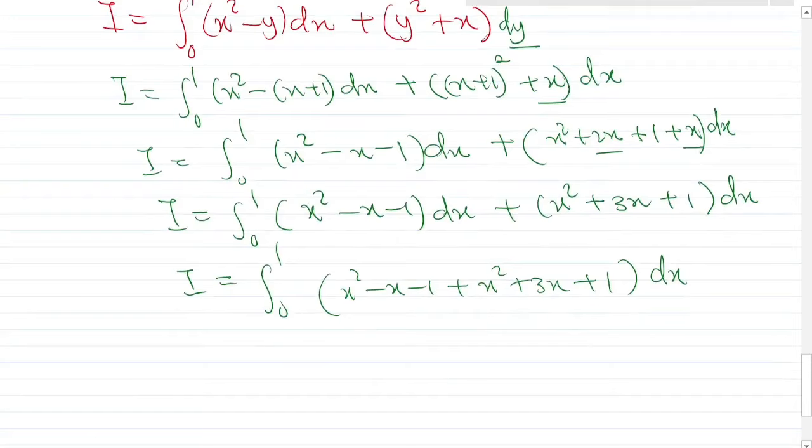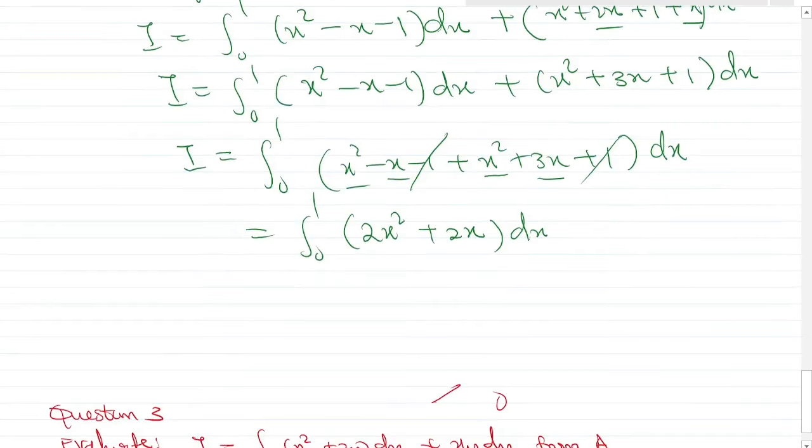So all dx. From here you can see that we have I equals the integral from 0 to 1 of 2x squared, because x squared plus x squared will give you 2x squared. And then minus x plus 3x gives 2x. And minus 1 plus 1 cancels. So we have that dx. Then we can now find the integral of this. That will be the integral of 2x squared dx.